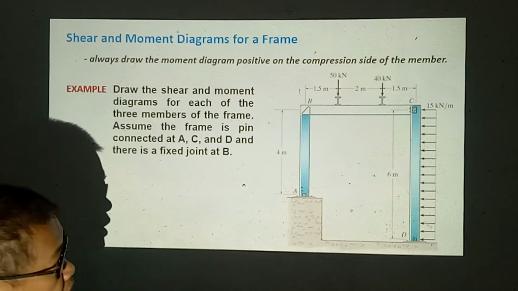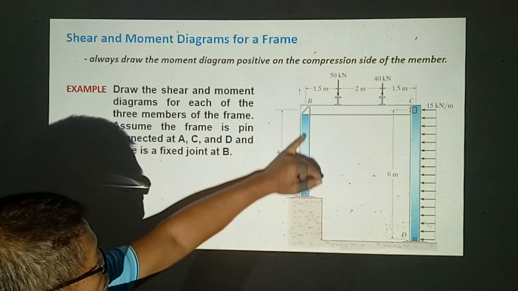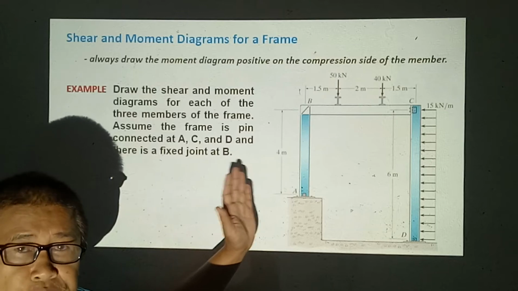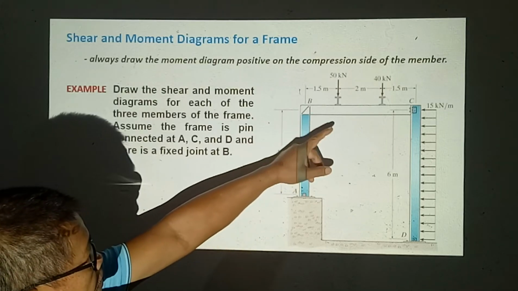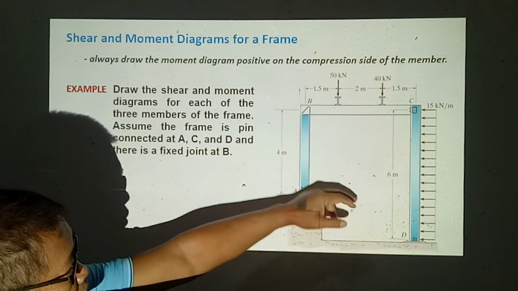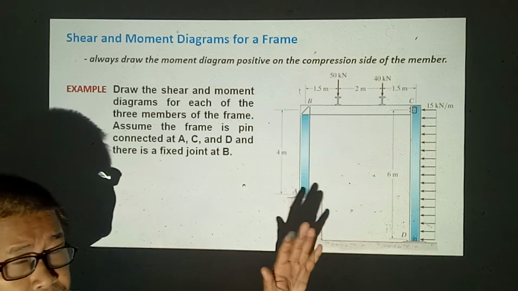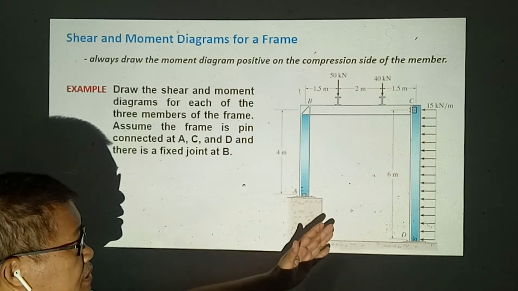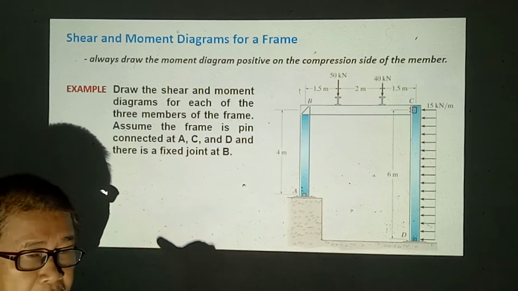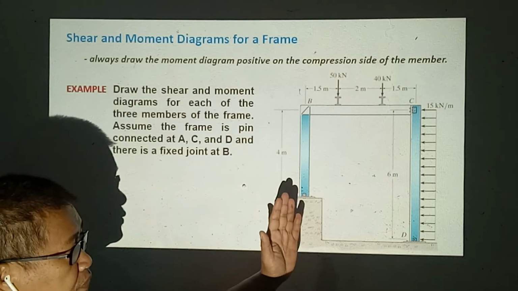So looking at the joints, we could not separate the frame at B because this is fixed. So we can only use the pin connection to draw free body diagrams of members, so we can have a simplified computation for the reactions, and we can apply the equations of equilibrium in the free body diagrams.